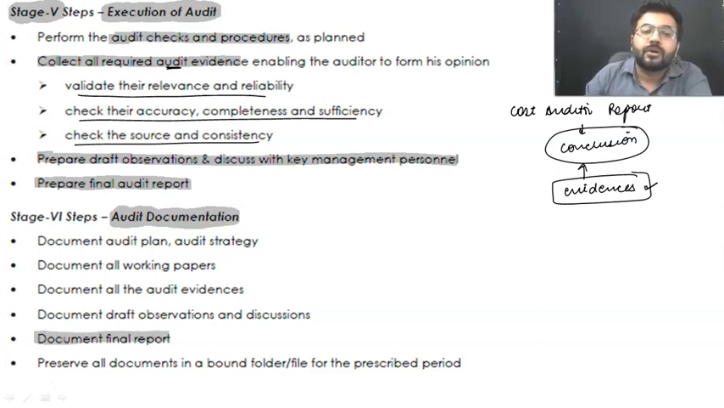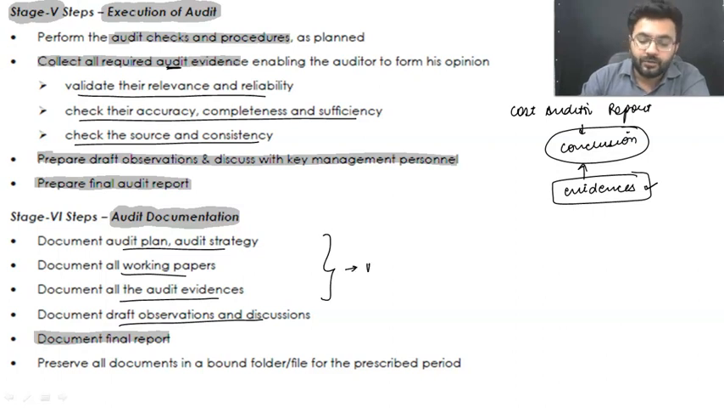See, when it comes to documentation, that means whatever we have documented so far, from the planning stage to the audit execution part, when we have prepared audit working papers, collected observations, and discussed things with management, everything is audit documentation. Audit documentation means the audit plans, strategy, working papers, audit evidence, and draft observations, which are all required to be preserved.